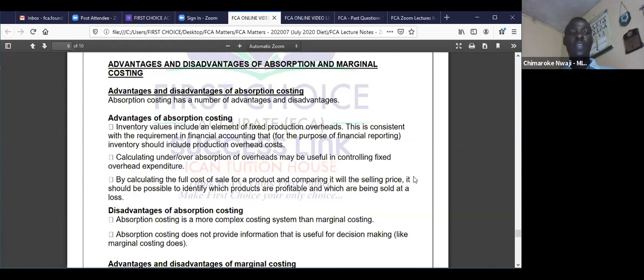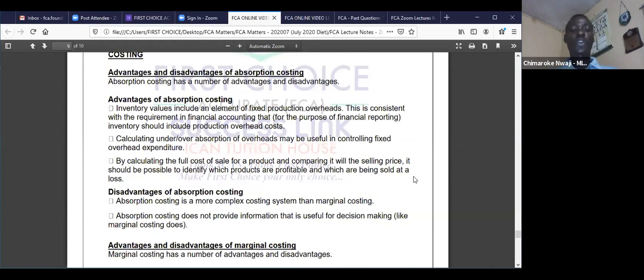Now look at the disadvantages. Absorption costing is more complex than marginal costing. Absorption costing does not provide information that is useful for decision making. When you enter decision making, you will know why.